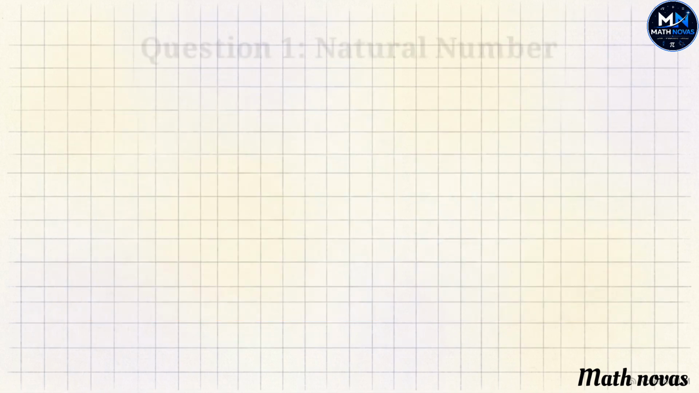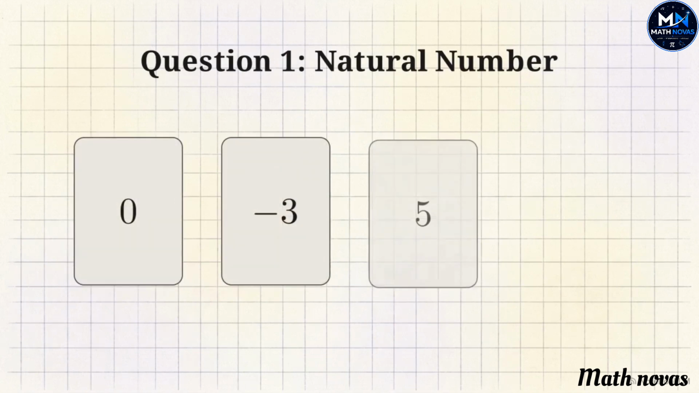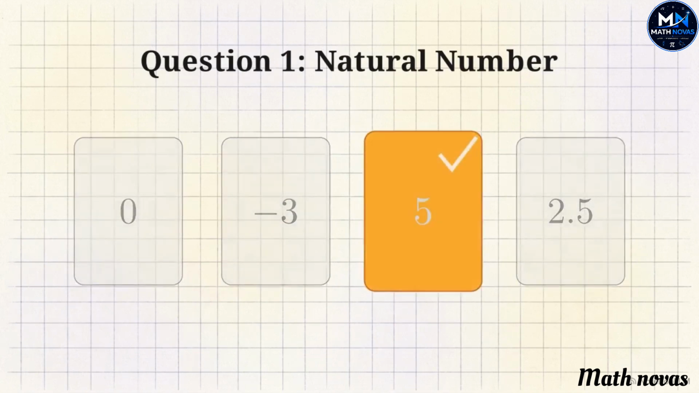Question 1. Which of the following is a natural number? 0, -3, 5, or 2.5? The answer is 5. Natural numbers strictly start from 1, so 0 and negatives do not qualify. Let's move to question 2.